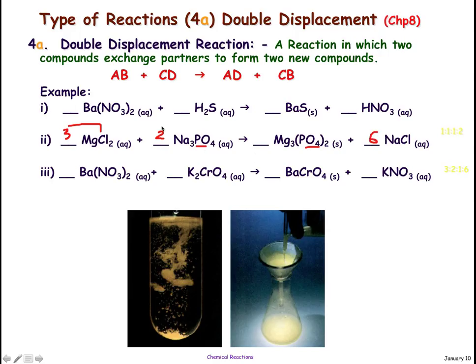And now everything's balanced. 3 magnesium, 2 phosphates, 2 phosphates right here, 6 sodiums, and 6 chlorides. 6 chlorides right here. The sum of the coefficients would be 3 plus 2 is 5, plus 1 is 6, plus 6 is 12. That would be the correct sum of the coefficients. And you can practice with the others.